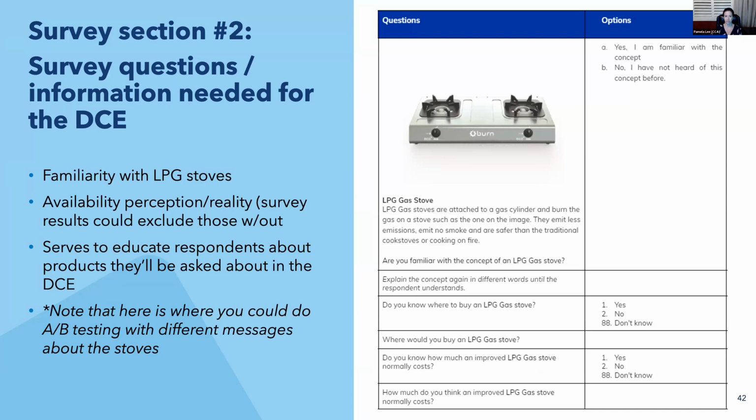For example, they emit less emissions, no smoke, and are safer than the traditional cook stoves or cooking on fire, and we ask them up front, do you know where to buy one? Do you know how much they would normally cost? Things like that. We're getting some information out of this, but it really is serving as an educational piece of the survey, so that when they get to the discrete choice experiment, they understand more about what they're being asked questions about. Go ahead.